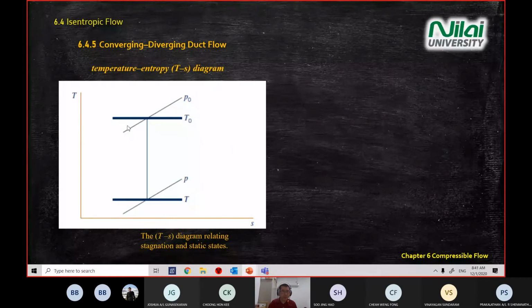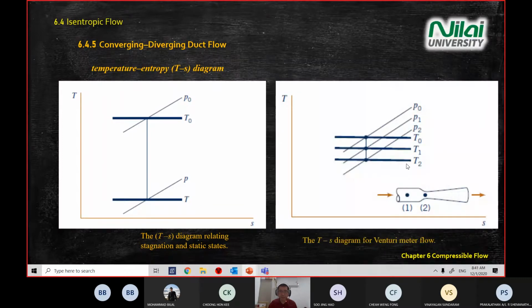All right, now what is important is the T versus S diagram, like what we mentioned last week. Why do we need to focus on the stagnation point? Because at the stagnation point, our entropy is constant. Our entropy is constant when we have a stagnation point scenario. And this is another diagram that you have in your handout, question 39.